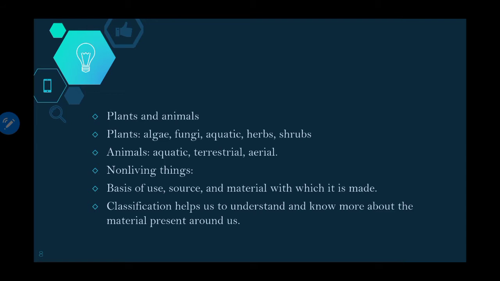Plants and animals. Now in plants and animals also different categories are there. Like plants, you will find algae, fungi, aquatic plants, herbs, shrubs, climbers, creepers. In animals also you will find different varieties like aquatic animals, terrestrial animals, aerial animals, mammals. In non-living also you will find so many categories, on the basis of use, source and material with which it is made. Now classification helps us to understand and know more about the material present around us.